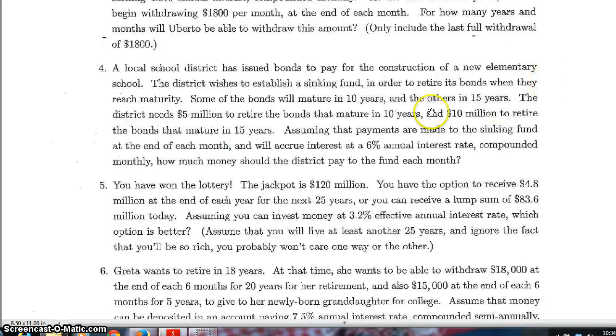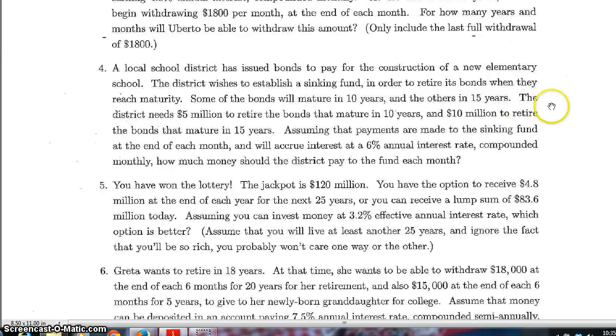So they figure out that they'll need $5 million in 10 years and $10 million in 15 years to retire the bonds. And they're going to make payments to the sinking fund at the end of each month that accrue interest at a 6% annual interest rate compounded monthly. How much money should the district pay to the fund each month?